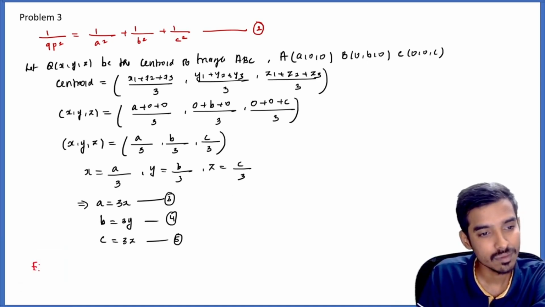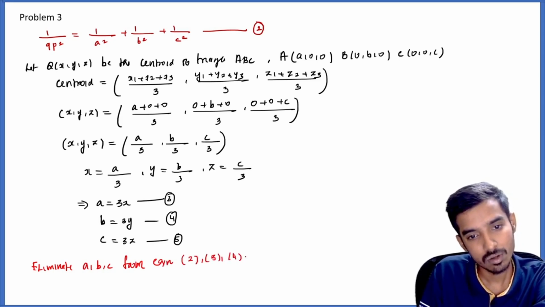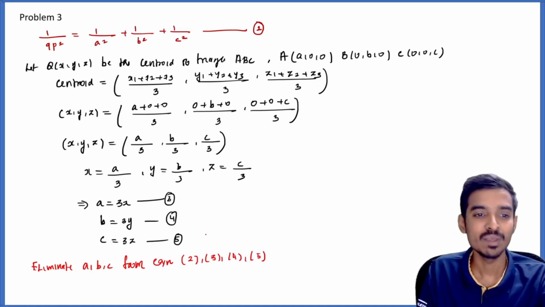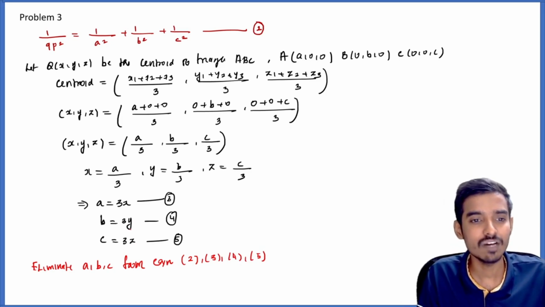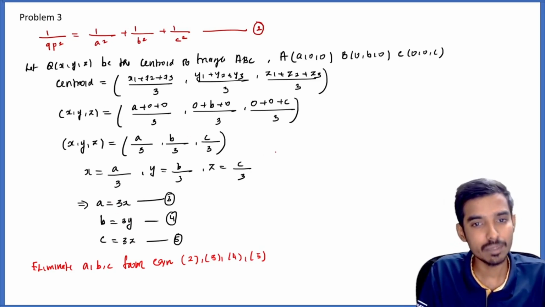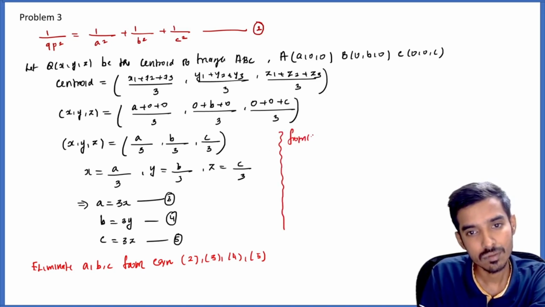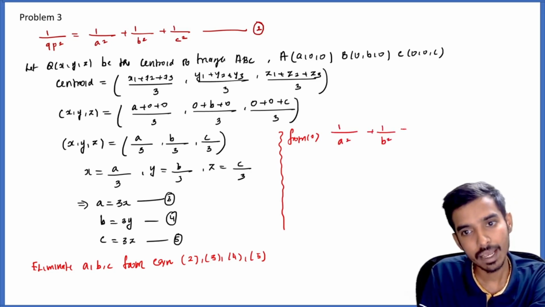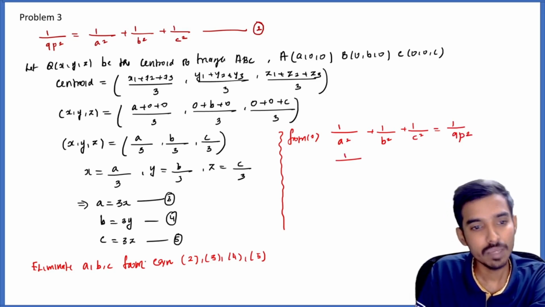Eliminate A, B, C from equations 2, 3, 4, 5. You'll get the answer. We can easily eliminate A, B, C. We already know A in terms of x, B in terms of y, C in terms of z. You substitute these in equation number 2. So from 2, we have 1 by a square plus 1 by b square plus 1 by c square is equal to 1 by 9p square. We just replace a with 3x.